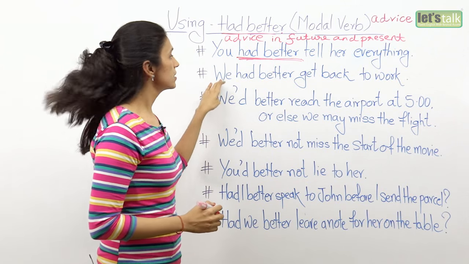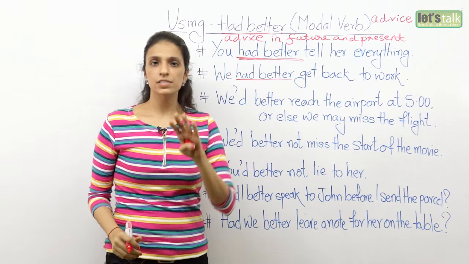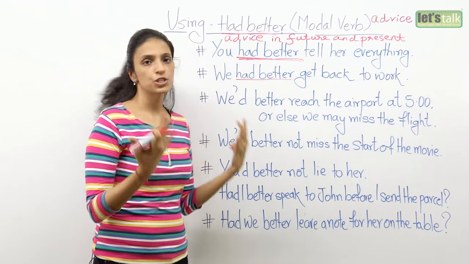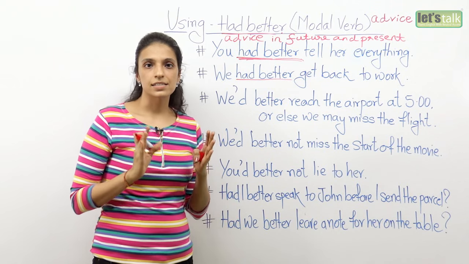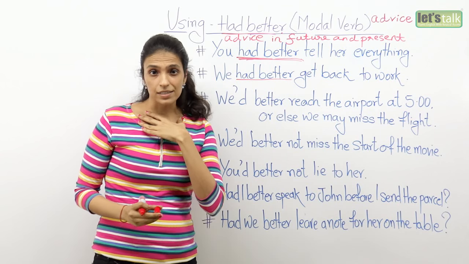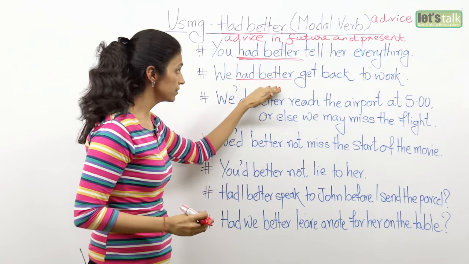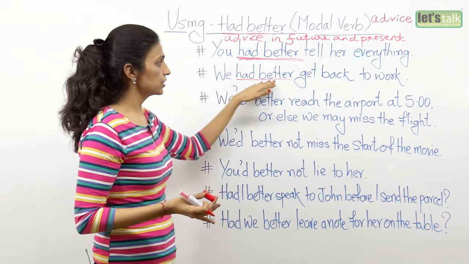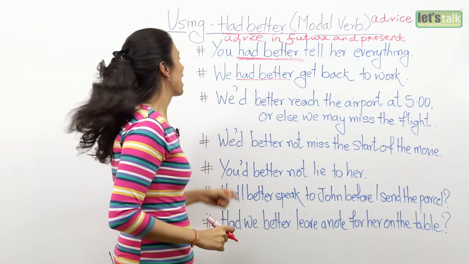Now, in my next sentence, we had better get back to work. Now think of a situation, your boss is not in office, okay? And all of you sit together with your colleagues, probably just chit-chatting, catching up on what you did in your last weekend, okay? And you realize it's the time, I mean, any moment your boss is going to come in. So I tell my colleagues, we had better get back to work, okay? Now why do I say we had better? Because if we don't, and imagine my boss walks in and sees us sitting around and chit-chatting, I mean, I don't need to explain the consequences. You must be knowing what's going to happen next.